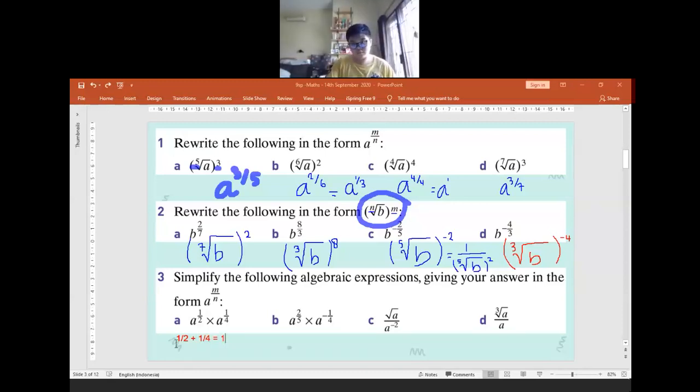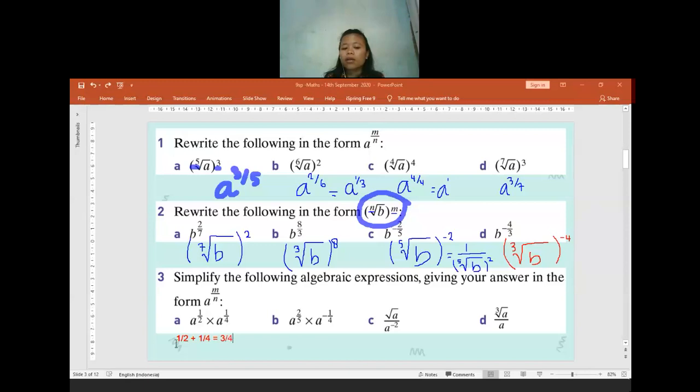Okay, is there anyone who is confused about getting 3 per 4? Just in case, you have to make the denominators the same. So 1 per 2 can be made into 2 per 4, and 1 per 4 stays the same. So when we plus them, it will be 3 per 4. So for the final answer, we can write it as a to the power of 3 per 4.